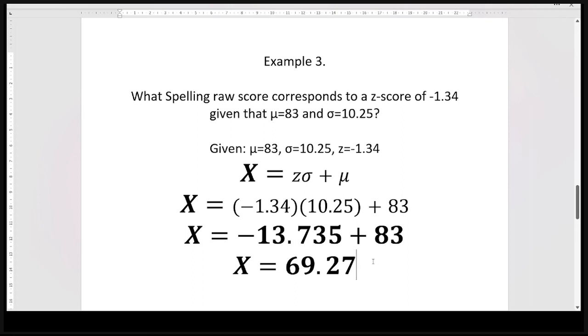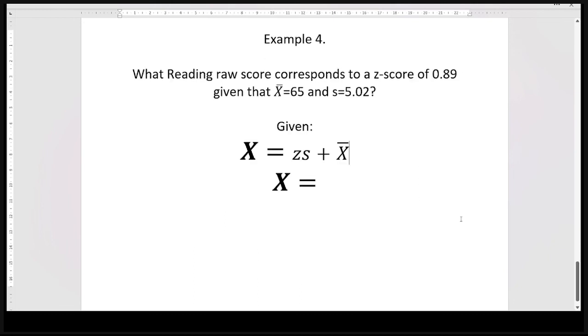Again, it's very important that we know the concept that when the z-score is negative, then the corresponding raw score must be below the mean. And if it is positive, the corresponding raw score must be greater than the mean. Let us have example number 4.